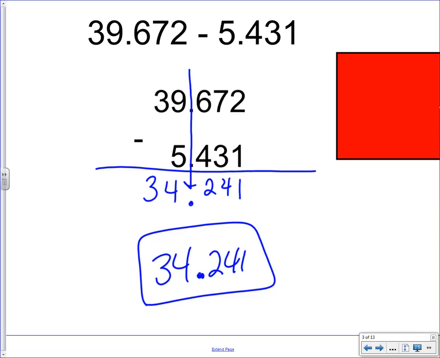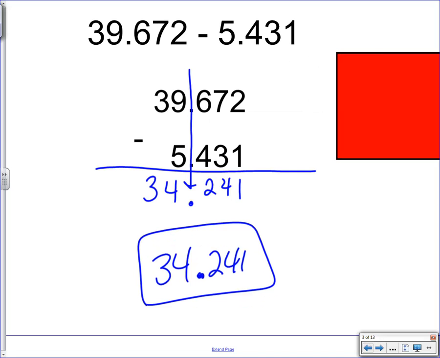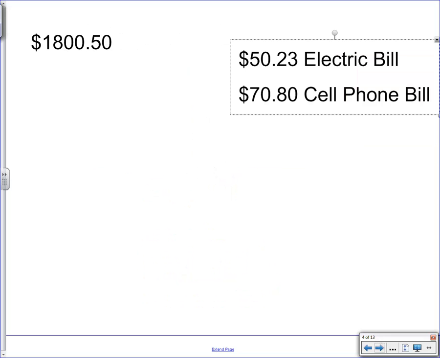Final answer. Line them up, bring your decimal straight down, and then just subtract. You would have to borrow maybe if you needed to. You would borrow from the one next to it, just like you did in elementary school, okay?